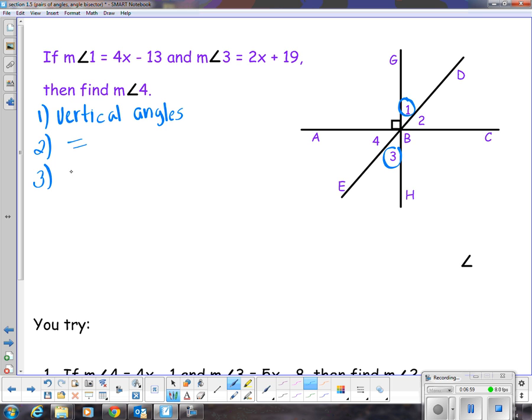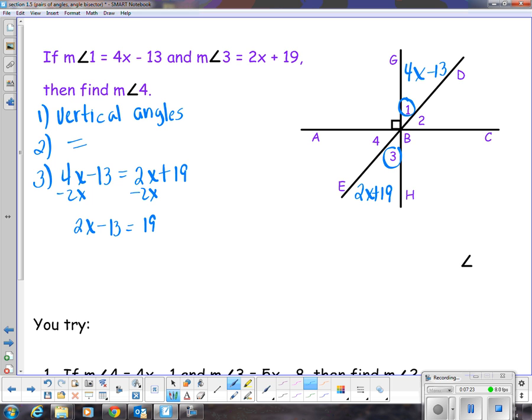So that means here I'm going to say, angle 1 is 4x minus 13. I want a diagram on each problem. So 4x minus 13 equals 2x plus 19. So I'm going to subtract 2x. So I'll end up with 2x minus 13 is equal to 19. I'm going to add 13 and get 32. And when I divide by 2, I get 16.